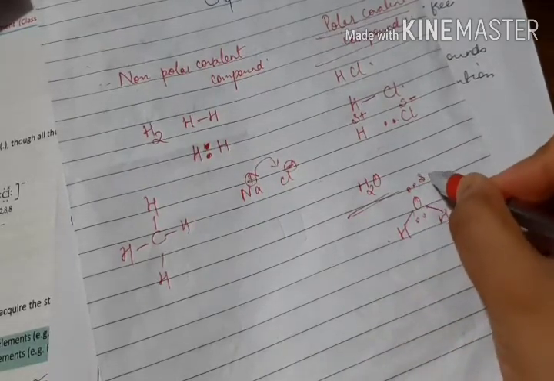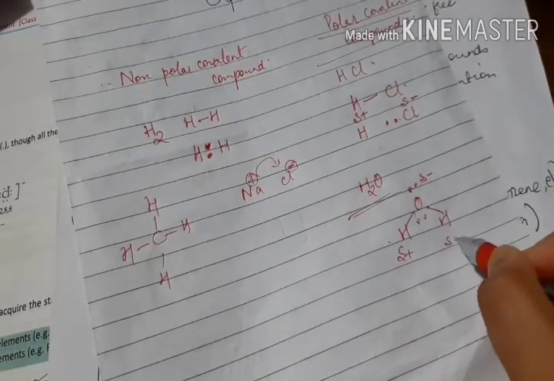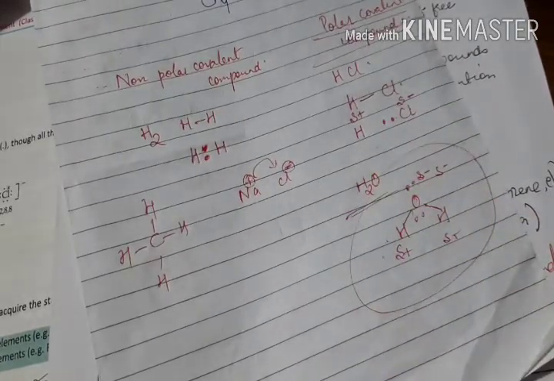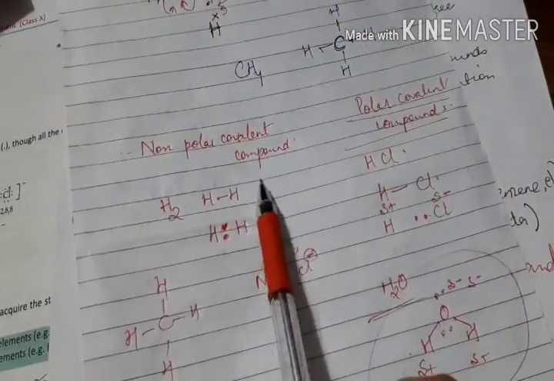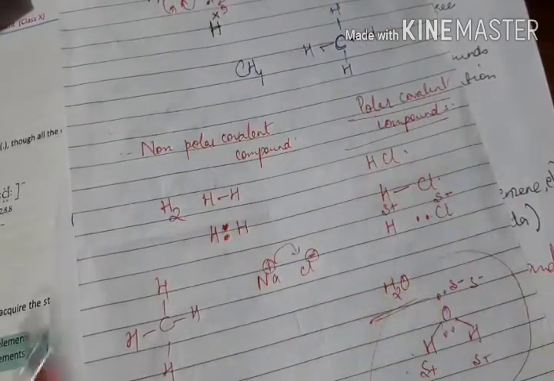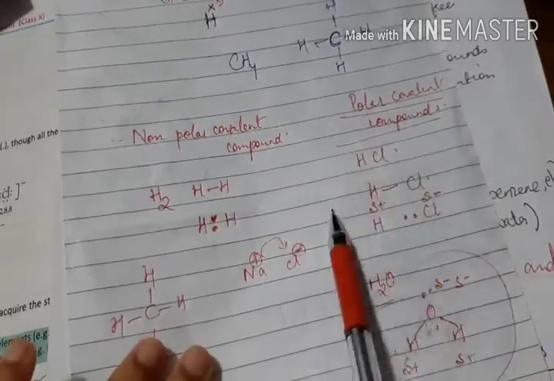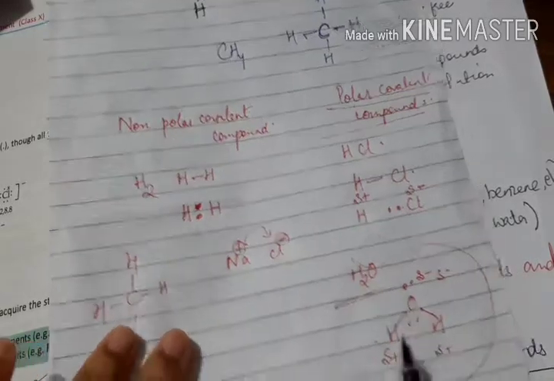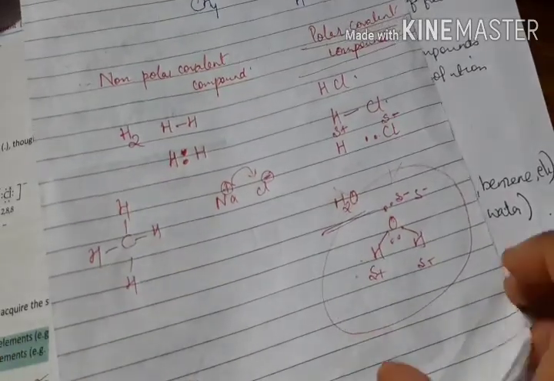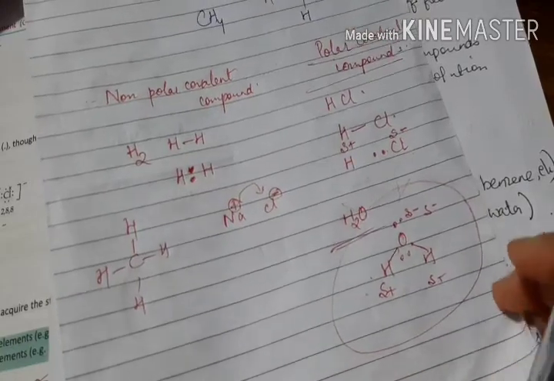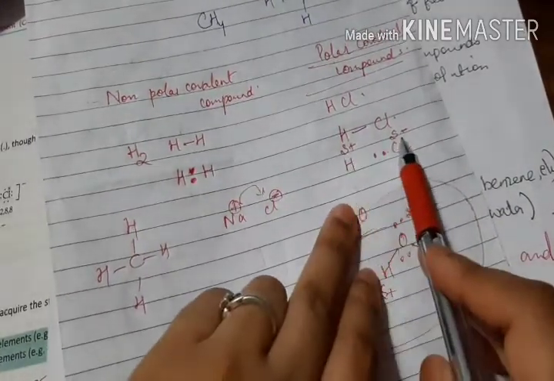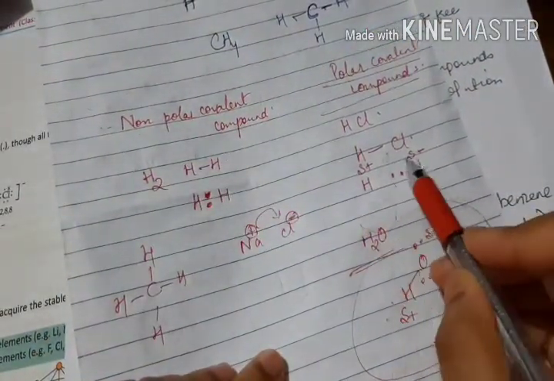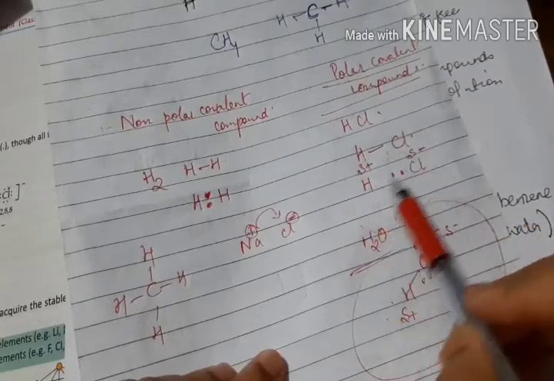It will have del minus, del plus, del minus oxygen. So that is why it is called a polar solvent. Got it? Now, covalent compounds can be non-polar covalent and polar covalent compounds. If polar covalent compounds are dissolved in water, in aqueous solution, in presence of water, they will conduct electricity. Why? Because this del plus and del minus, it will form ions.